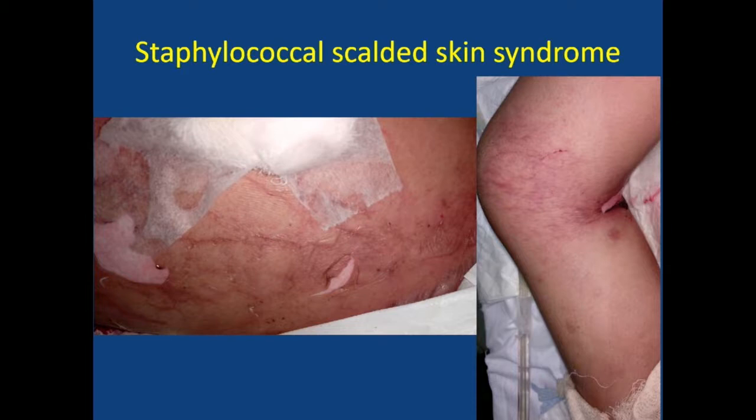And generally, Staphylococcal scalded skin syndrome affects children. They are generally less than 5 years old, and adults are rarely affected with this disease. And if adults are affected, they generally have a renal compromise, because the staphylococcal toxin is not excreted, and then they develop Staphylococcal scalded skin syndrome.